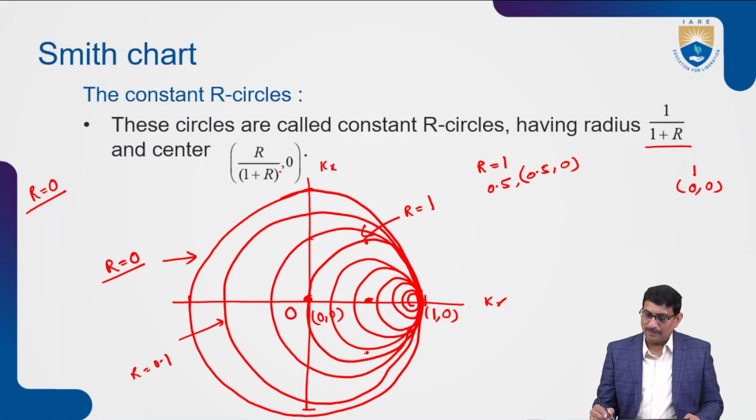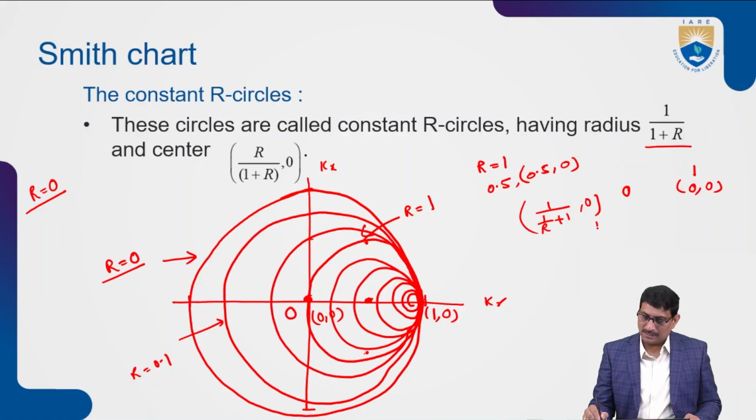Suppose I take R equal to infinity. Then 1 divided by infinity makes the radius equal to 0. And the center, I can write that equation as 1 divided by 1 by R plus 1 comma 0. With R equal to infinity, something divided by infinity is 0, so the center is at 1 comma 0, which is this point itself. So R equal to infinity is the point itself.